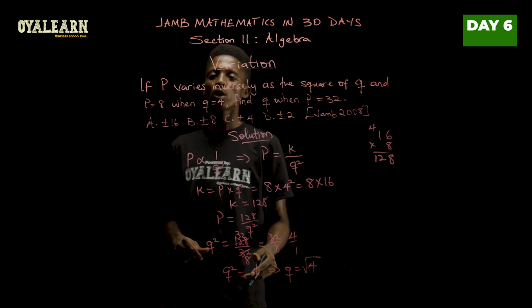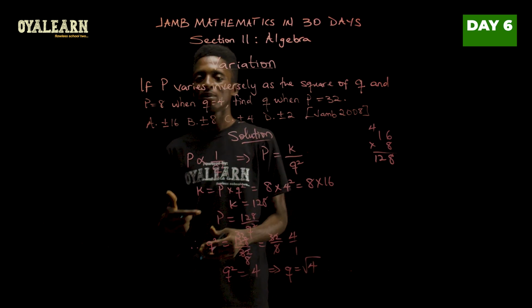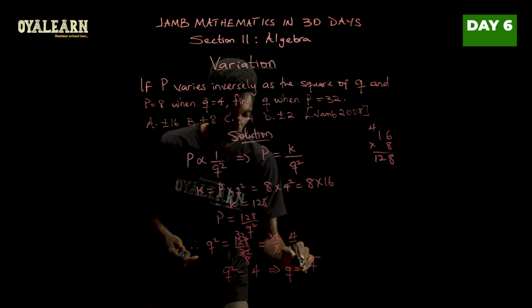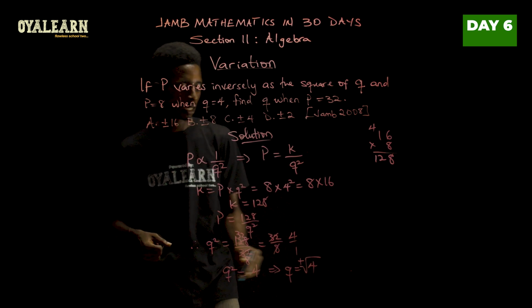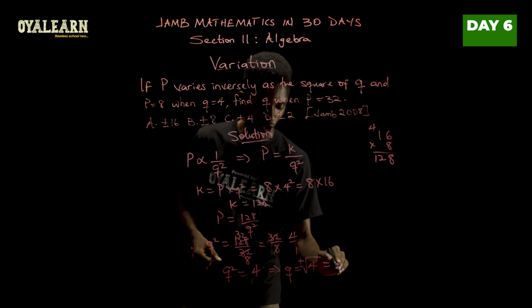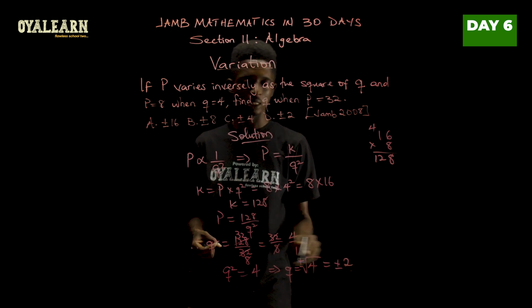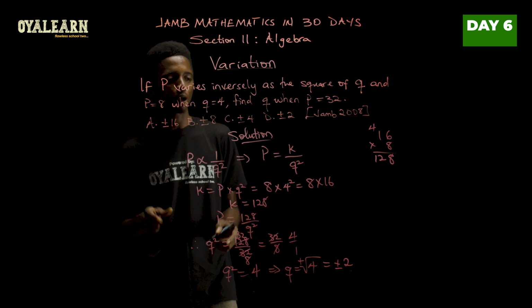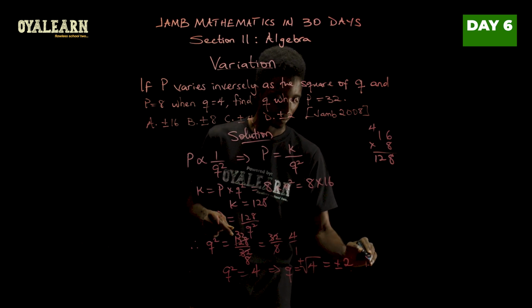Now, you know when you have the square root of a number, your answer can be either positive or negative. So we have to indicate plus or minus. So this will give us plus or minus the square root of 4, which is 2. So therefore, the correct option here is D.